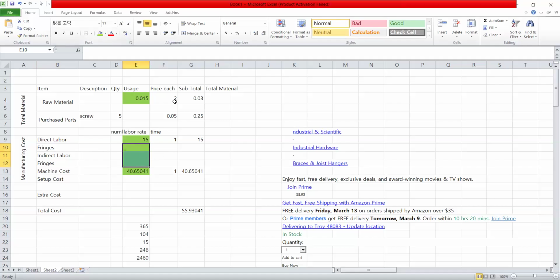All you have to do is calculate the machine time or the labor time, and how many laborers are on the line. And then setup cost, I will explain what the setup cost is, and what an extra cost is, and that will give you a total manufacturing cost.